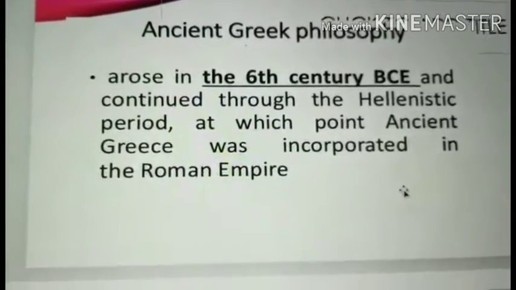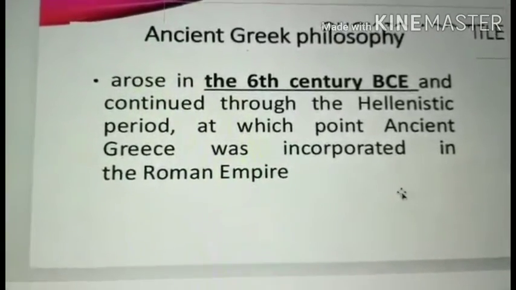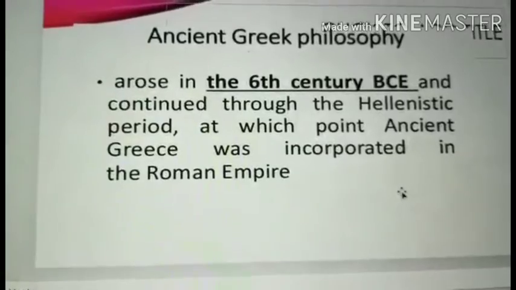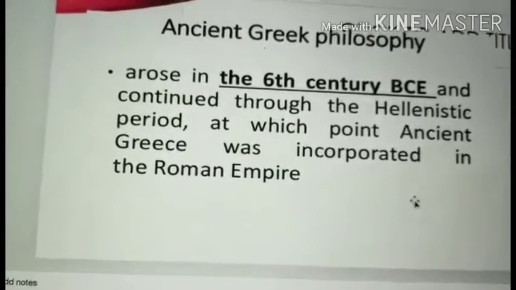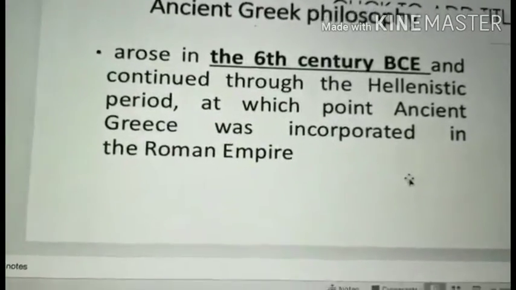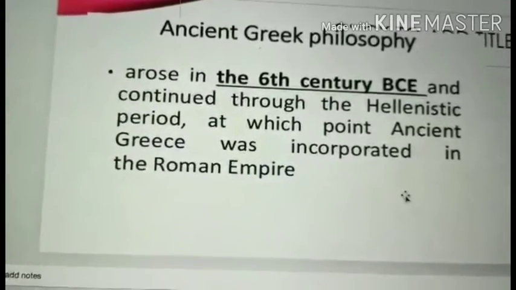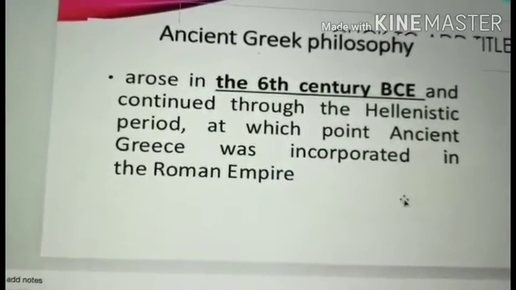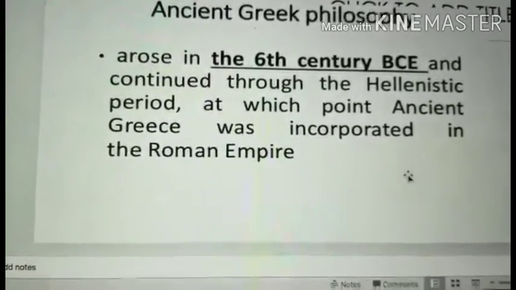So let's continue. Again, ancient Greek philosophy ended with the death of Alexander the Great. Kindly write down in your copies if you have one. And when Alexander the Great died, the Roman Empire emerged in the 6th century before Common Era. It was incorporated in the Roman Empire.